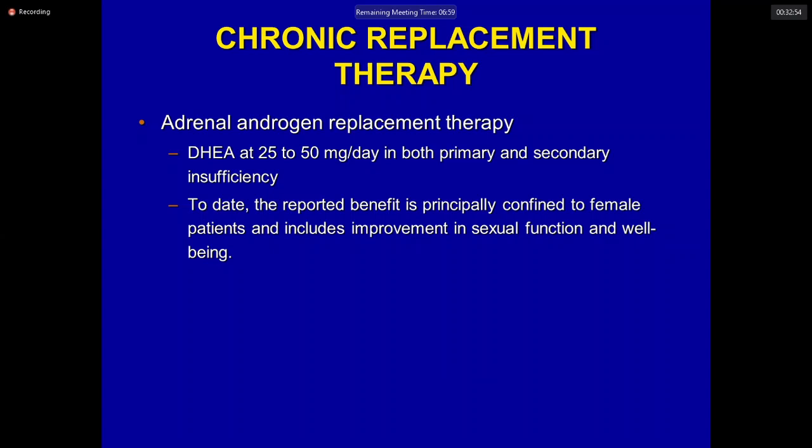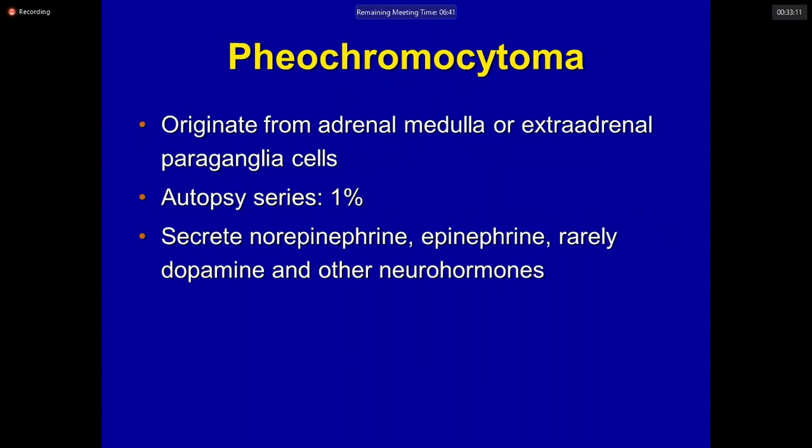بالستات ممكن يحتاجوا ياخدوا الاندروجينز لأنه ما في source تاني للاندروجينز عندهم إلا الادرينال cortex. So sometimes if they still feel overly fatigued or they have sexual dysfunction, they may be getting some androgen replacement.